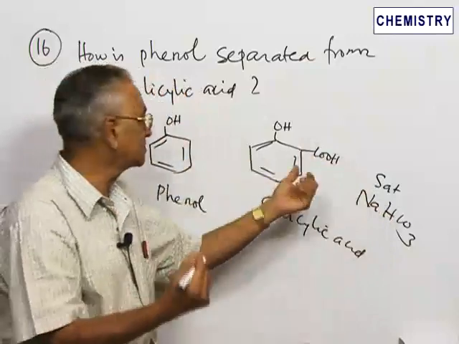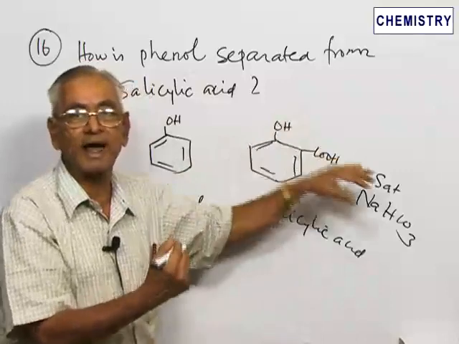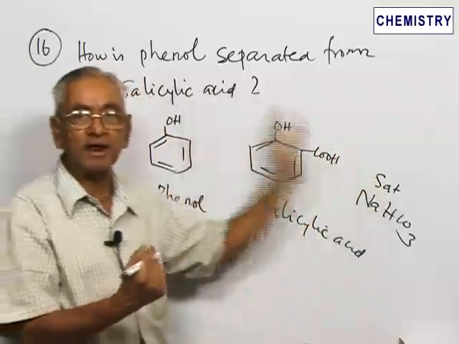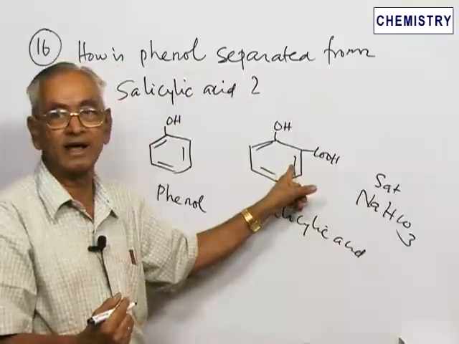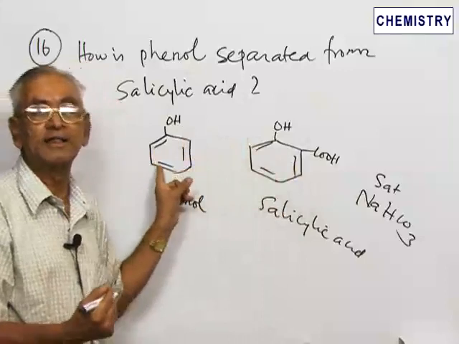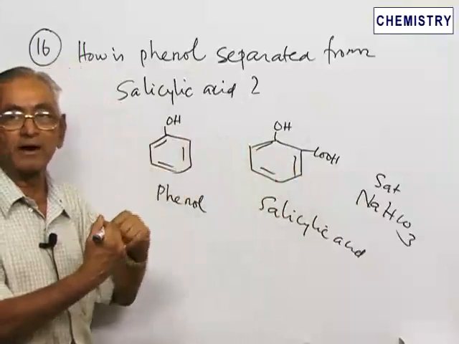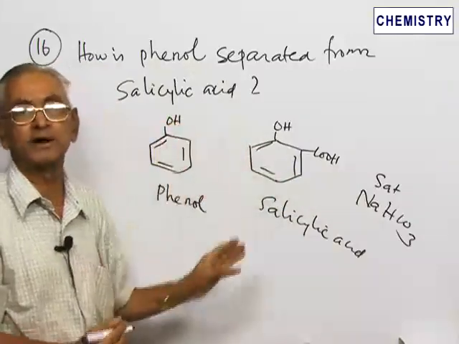Therefore, all the salicylic acid will be taken up by sodium bicarbonate solution, will come into the aqueous layer, and the ether will contain only the phenol. So the aqueous layer is separated and neutralized with HCl to liberate the free salicylic acid, leaving the phenol in the ether layer. This phenol in the ether layer can be recovered by evaporating the ether to give the phenol. So this is the easy method of separation.